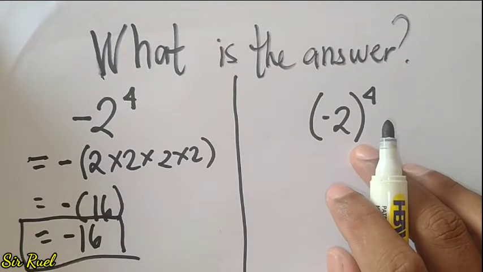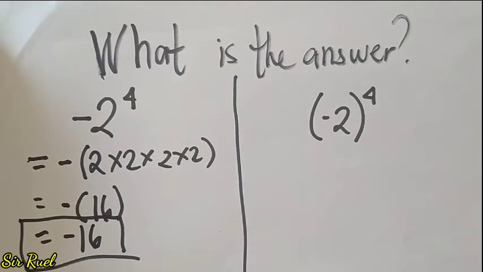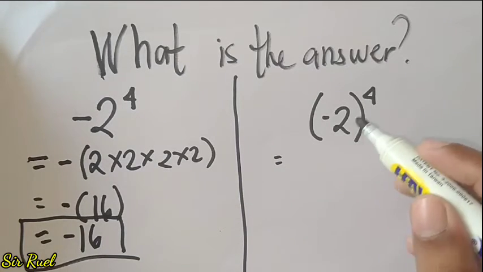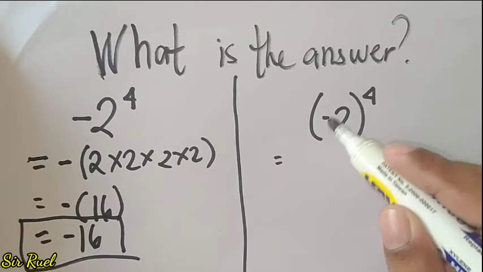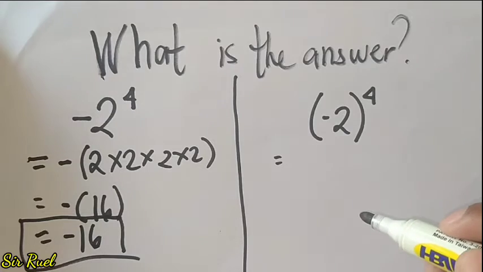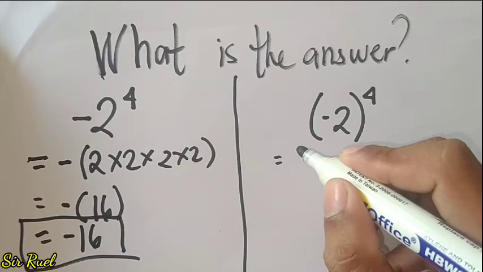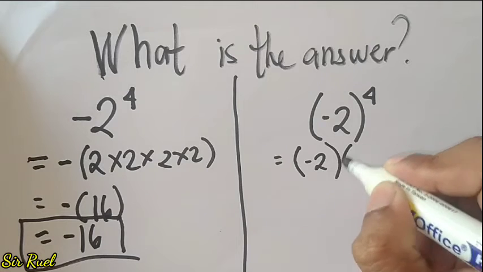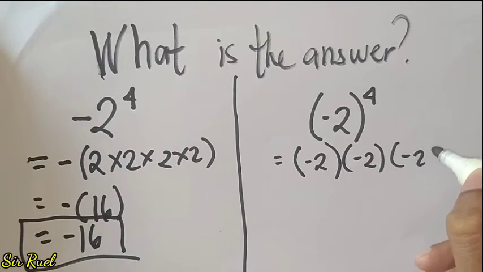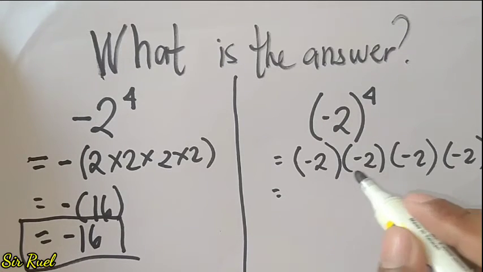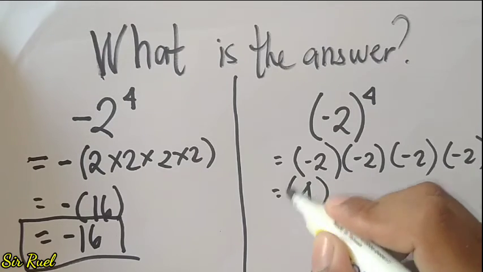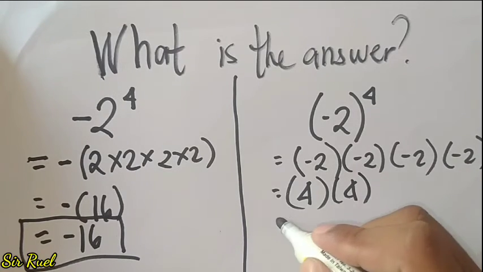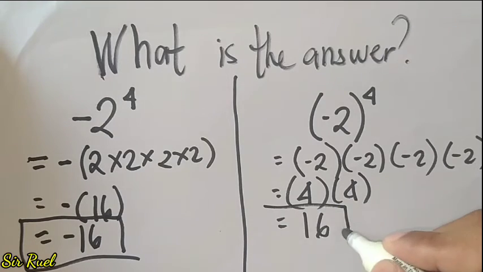And in this case, we have the quantity of negative 2 raised to 4. Okay, so looking at this situation, we can see that the negative 2 is raised to the power of 4. So what will happen is that it will become negative 2 times negative 2 times negative 2 times negative 2. Okay, so negative 2 times negative 2 is positive 4, so we have positive 4 times positive 4, which results in positive 16.